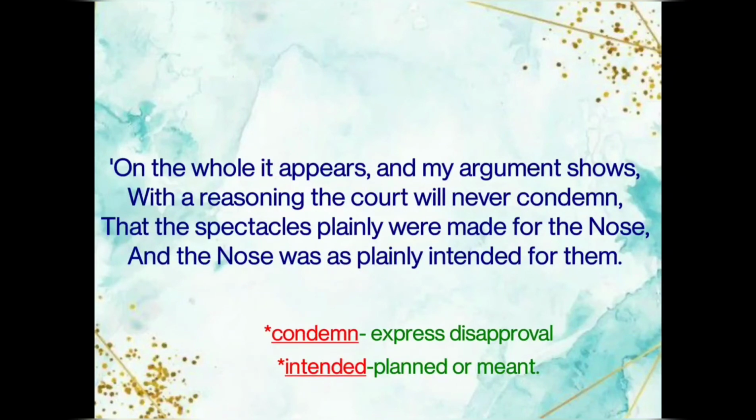On the whole, it appears, and my argument shows, with a reasoning the court will never condemn, that the spectacles plainly were made for the nose, and the nose was as plainly intended for them. And with this, finally, the lawyer tongue concluded its argument, saying that with all this reasoning that I gave, with all the proofs that I've shown, the court will surely agree that spectacles and nose were meant for each other.